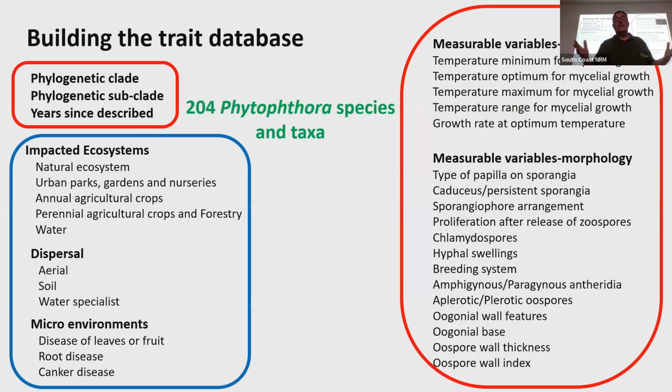And we built a trait database. So all of the traits in the red circles are traits you can measure in the laboratory. And all the traits in the blue circle are traits that you can measure in the natural environment. And the idea is that if a government or a laboratory found a new Phytophthora species, relatively quickly they could go and measure all these variables. And then we're hoping that we could develop a model that could predict the invasiveness based on these measurable traits.